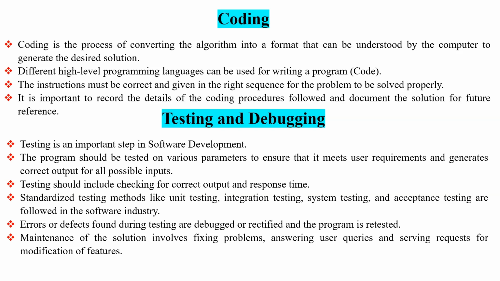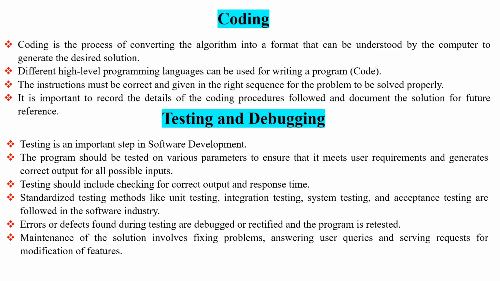The fourth step in problem solving is testing and debugging. Testing is an important step in software development. The program should be tested on various parameters to ensure that it meets user requirements and generates correct output for all possible inputs. Testing should include checking for correct output and response time. Standardized testing methods like unit testing, integration testing, system testing, and acceptance testing are followed in the software industry.